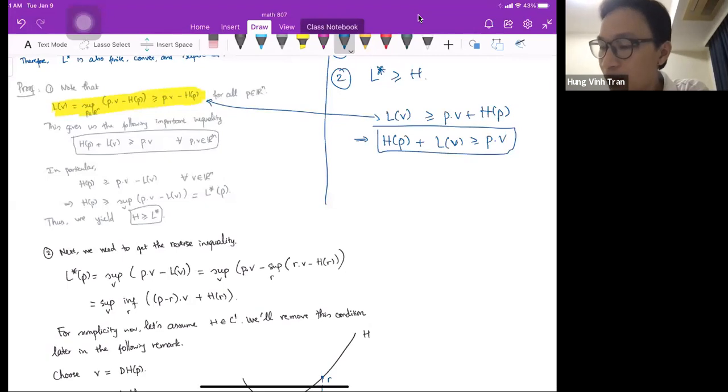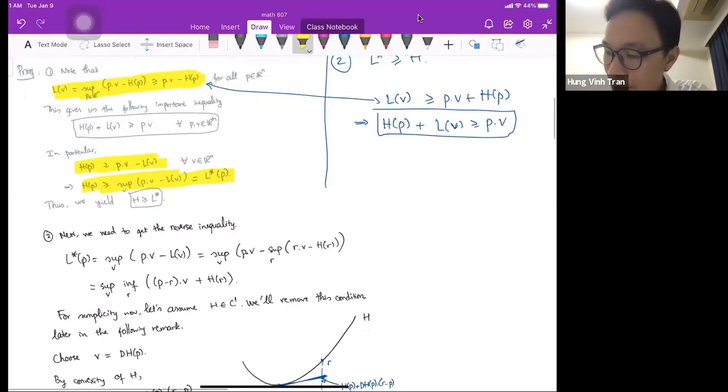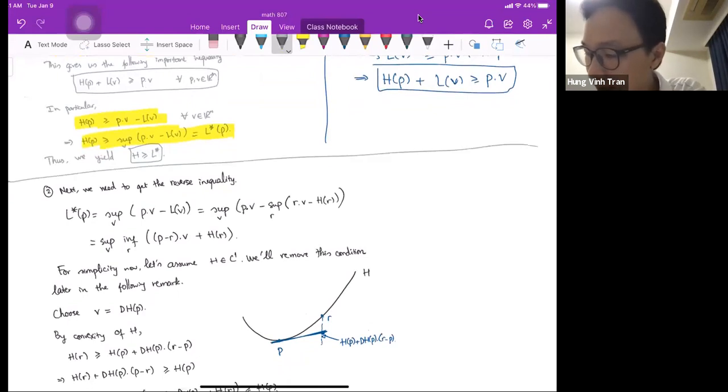Because of this, you can switch back and forth. From this inequality, you can move L of V to the other side: H of P is greater than or equal to P dot V minus L of V. And because this is true for all V, you can take the supremum over V, and you have this first-sided inequality. So that's rather simple. The key thing is that H of P plus L of V is always greater than or equal to the supporting hyperplane. Basically, that's what it means. So we are done with the first one; the first step is done.